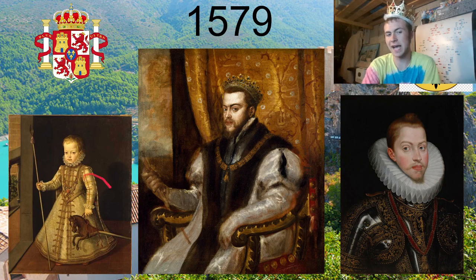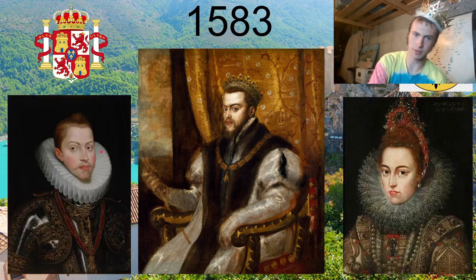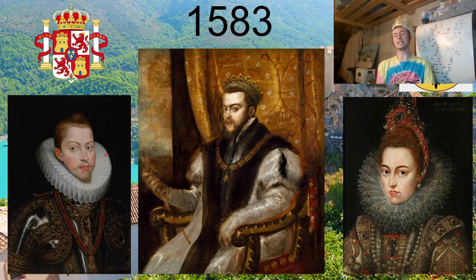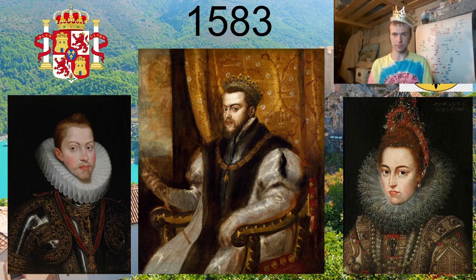Now, Diego's still the heir. However, he dies in 1582, so goodbye. That's 3 sons that died before the age of 10. 2 years old, 6 years old, and 8 years old.